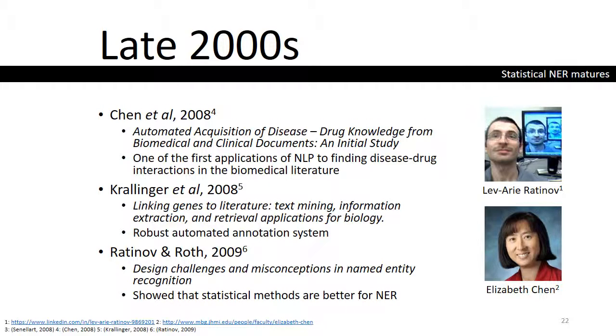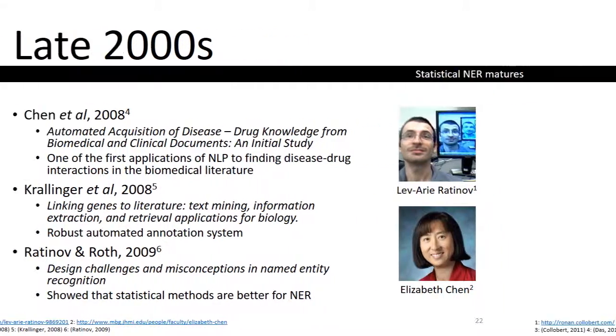Krallinger invented a very successful annotation system, which was able to find points in the data that could actually point to references, essentially backtracking between data and reference and pointing to one another. I believe that they use HMM, hidden Markov model. I'm not completely sure about that, but we'll talk more about that later.